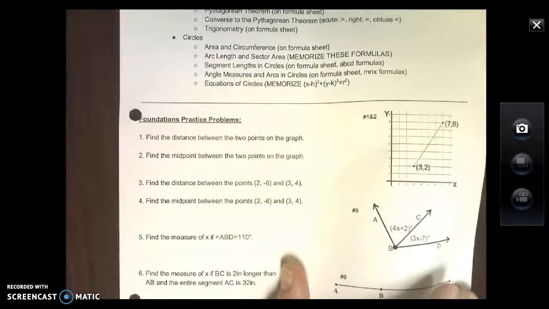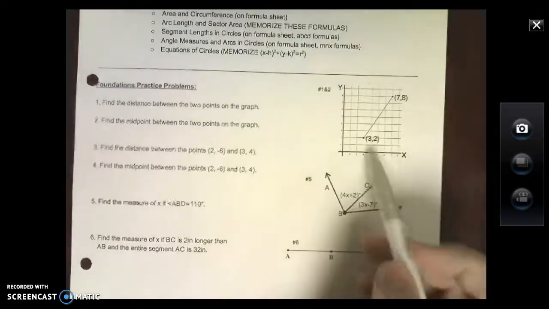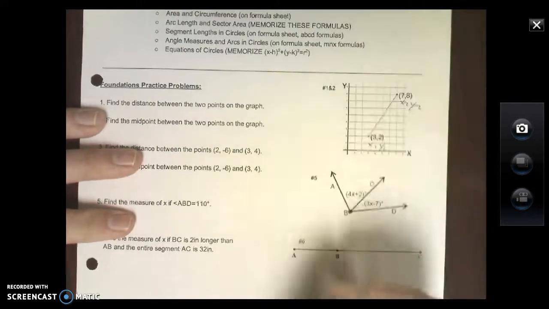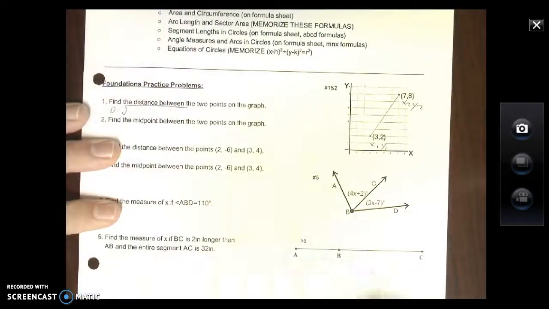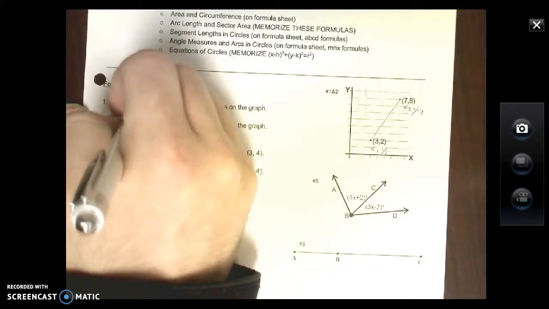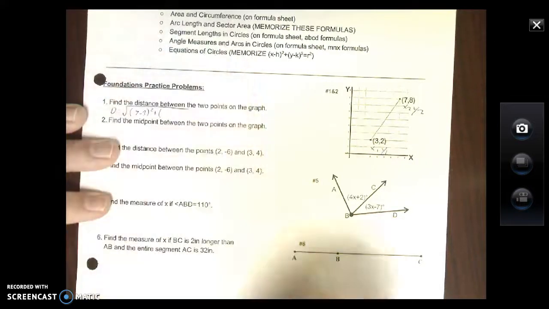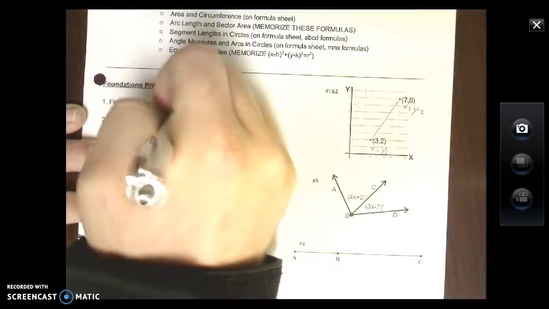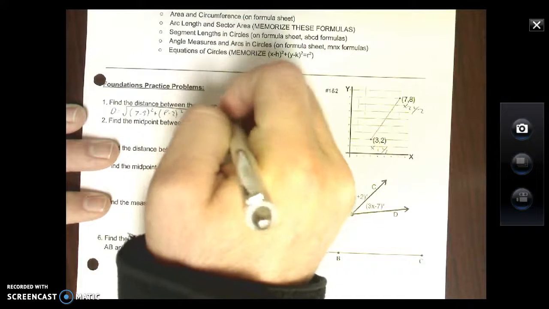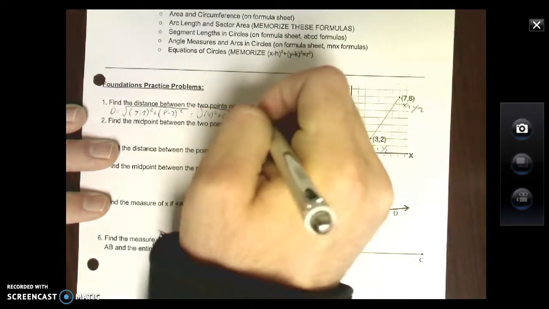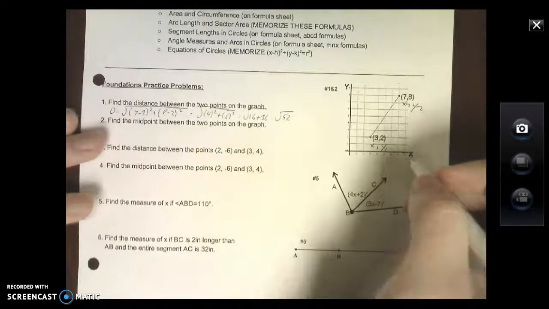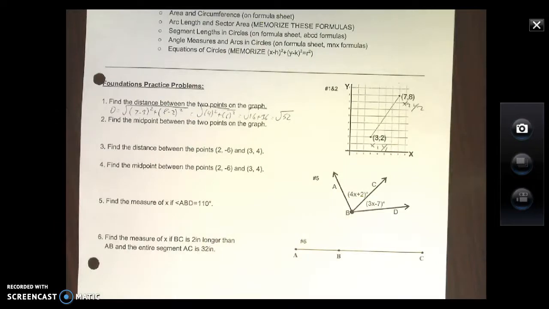Number 1, find the distance between the 2 points on the graph over here to the right. Well, they're giving you the points, 3, 2, 7, 8. I'm going to call this x1, y1, x2, y2. Now, distance formula is square root of x sub 2 minus x sub 1. So we're looking at 7 minus 3 squared plus y sub 2 minus y sub 1 is 8 minus 2 squared. Okay, so I've got 4 squared plus 6 squared. That gives me 16 plus 36, which gives me 52. Okay, and I believe 52 we can simplify.